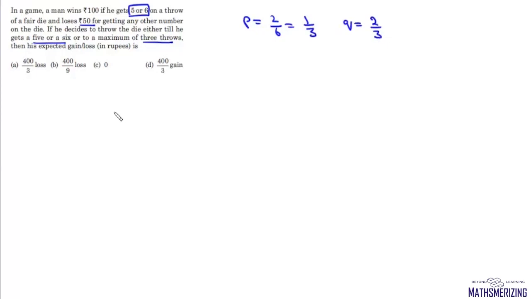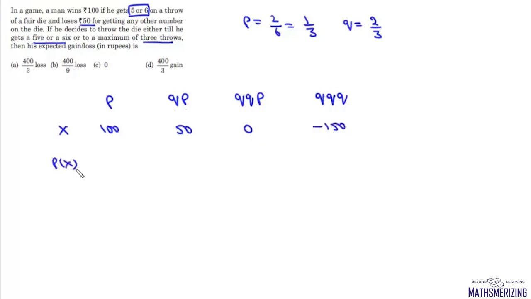Now this game continues if he gets P, or if it is QP, or if it is QQP, or if it is Q, Q and Q. Now in this case, value of a random variable will be, if he wins, it will be 100. Now there is a loss and a win. So it will be 100 minus 50. So it will be plus 50. Now 2 losses and 1 win. So value of x is 0. And then 3 losses will be minus 150.